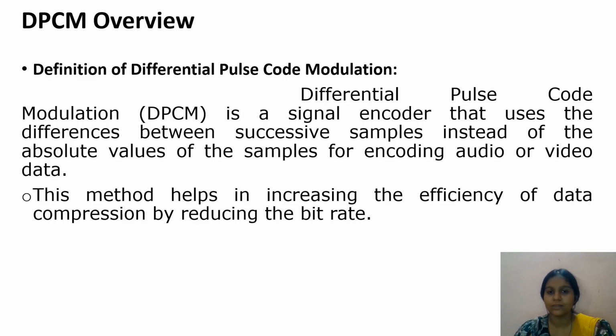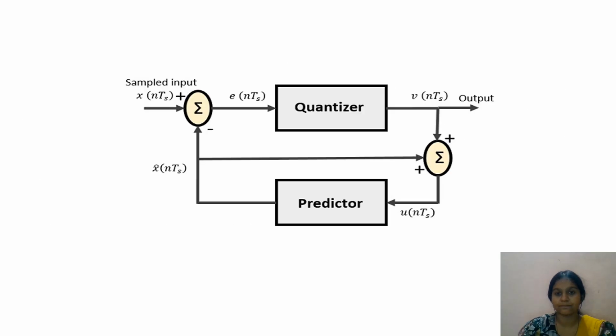So DPCM is basically a signal encoder that uses the difference between successive samples instead of the absolute values of the samples for encoding audio or video data. This method helps in increasing the efficiency of data compression by reducing the bit rate.